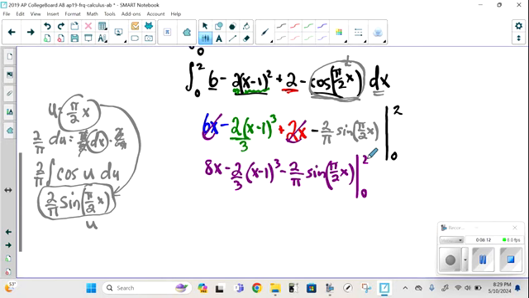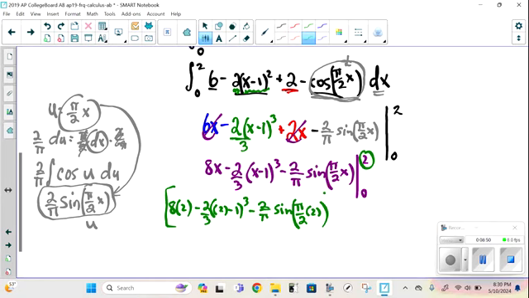Whew, okay, well, like I said, this one is going to be very heavy with the algebra. So for every x, I'm going to throw in my 2 first. So we have 8 times 2 minus 2 thirds, 2 minus 1 cubed, minus 2 over pi times the sine of pi over 2 times 2. Well, that's going to be nice. So this is the whole first part. That's the upper bound.